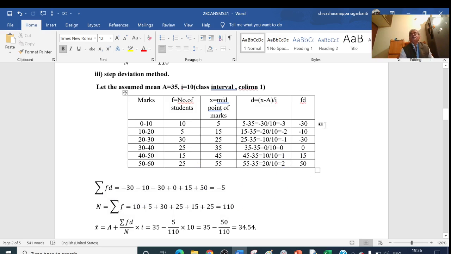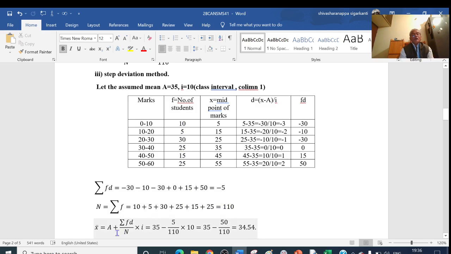And the summation of FD is equal to minus 30 minus 10 minus 30, 0, plus 15 plus 50. This is equal to minus 5. Summation of FD is equal to minus 5. And N is equal to the summation of these frequencies. Sum of the frequencies is equal to 110.